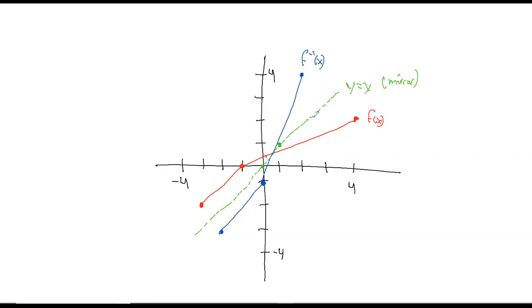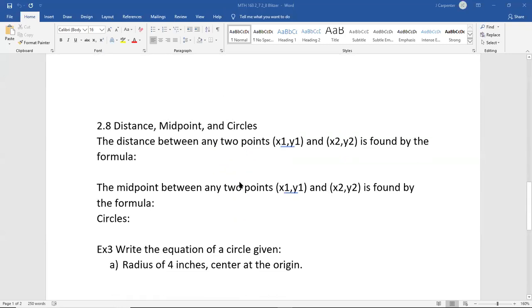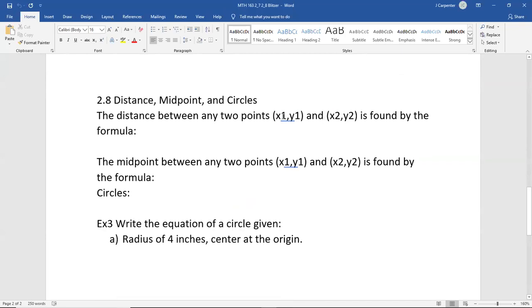Alrighty, so that will conclude 2.8, our inverse functions. 2.7 is done, so let's go to 2.8. And you're going to see more of that x1, y1, x2, y2 stuff in here, where these are not written in subscript notation. Please forgive me on that, but all of those should be little ones, and they should be a little lower than the x's or the y's.